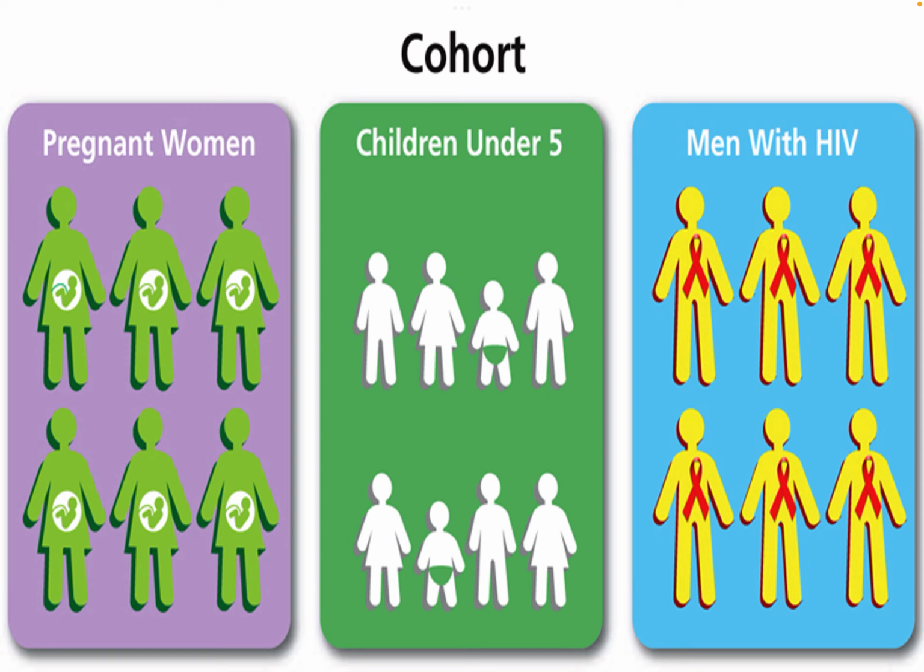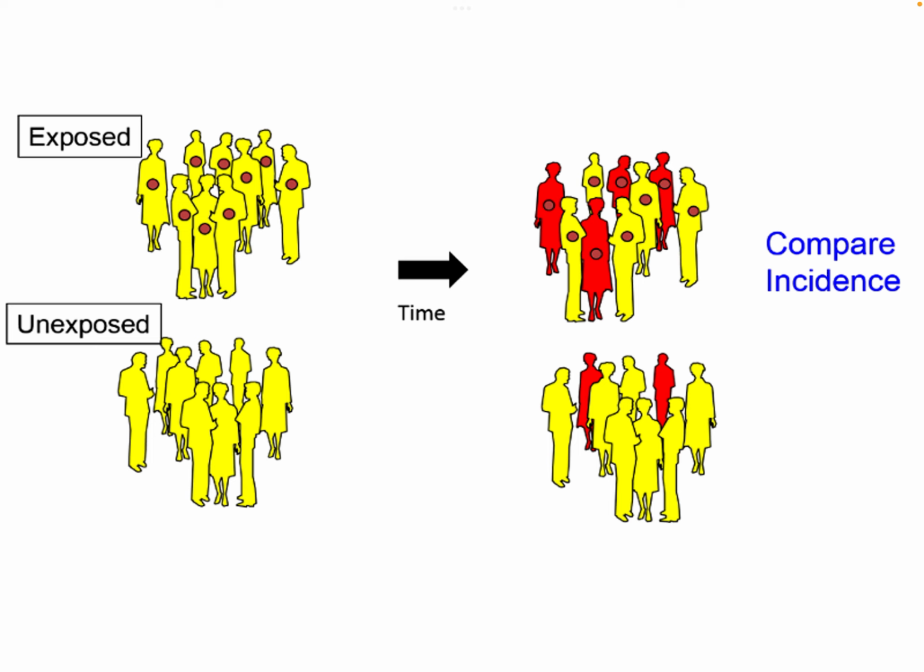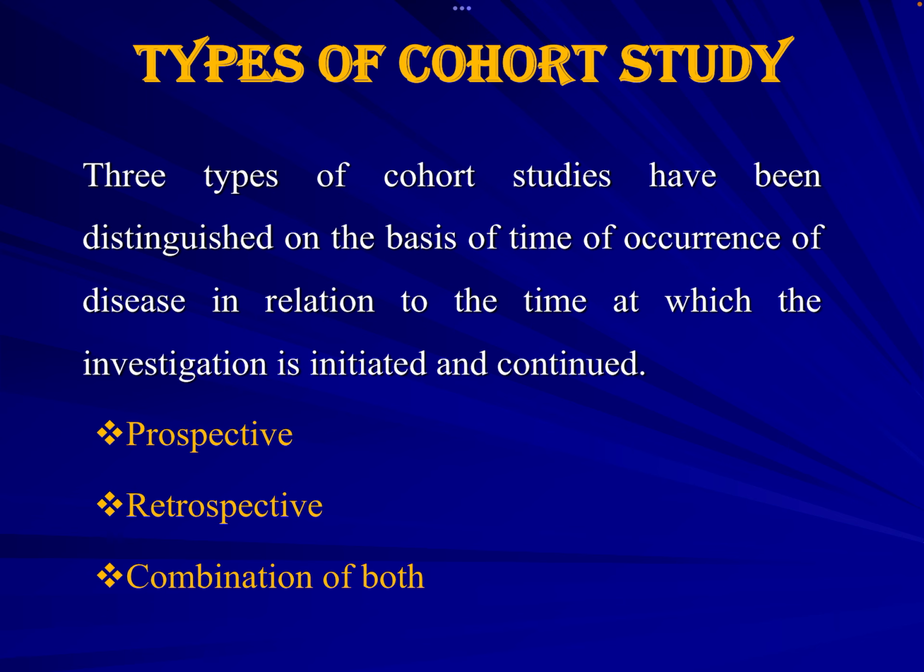So, pregnant women form a cohort. Children under 5 years form a cohort. Men with HIV form a different cohort. So, for a cohort study, we take people who are exposed and unexposed, and over time we compare the incidence of disease.